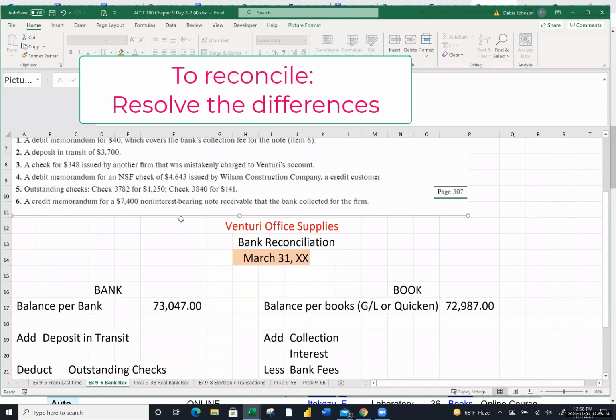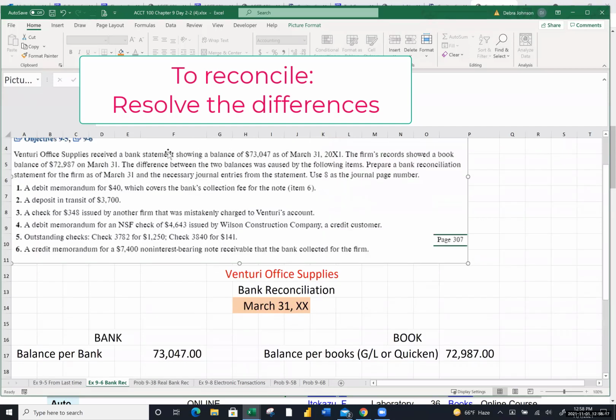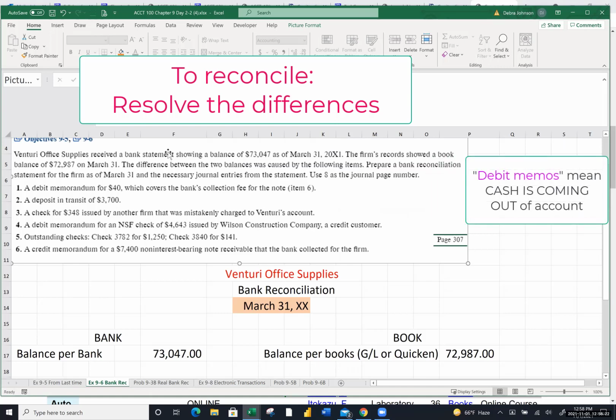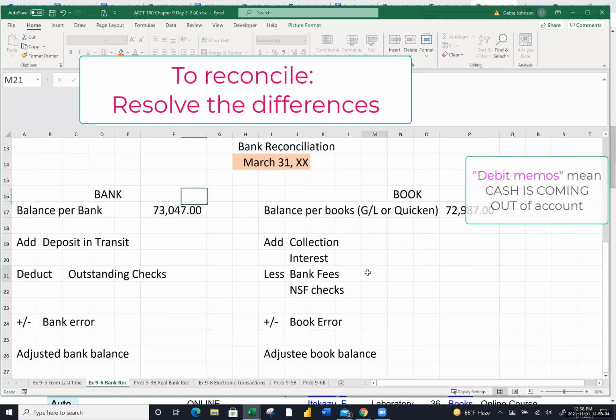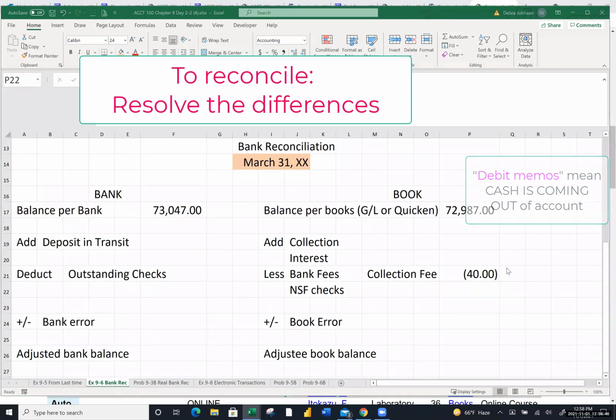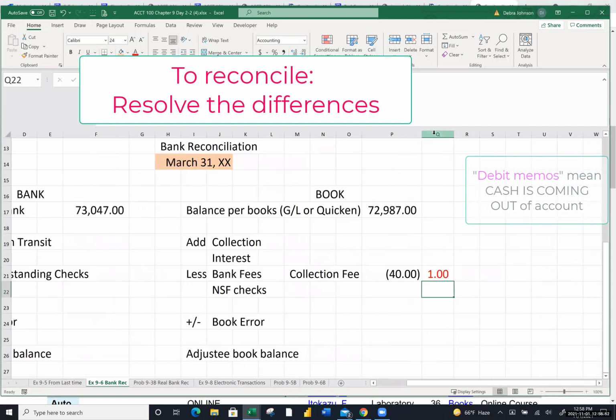All right, number 1 says a debit memo. So as soon as I see that debit memo, they are the opposite of what our debits to cash are. They're taking money out of my account, which covers the bank collection fee for number 6. So that is a fee. I'm going to go down here to fee, and I'm going to put in $40, and I'm going to put what that was for. That was a collection fee. And I'll come over here and I'm going to show my subtractions as minuses. And then I will go in the column next to it and put a reference number of where that came from. Don't think you guys need to worry about zeros on those.